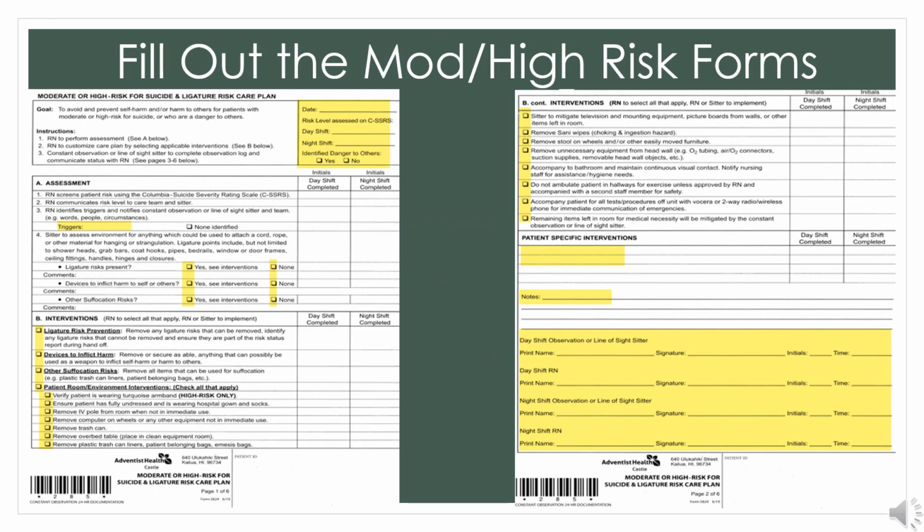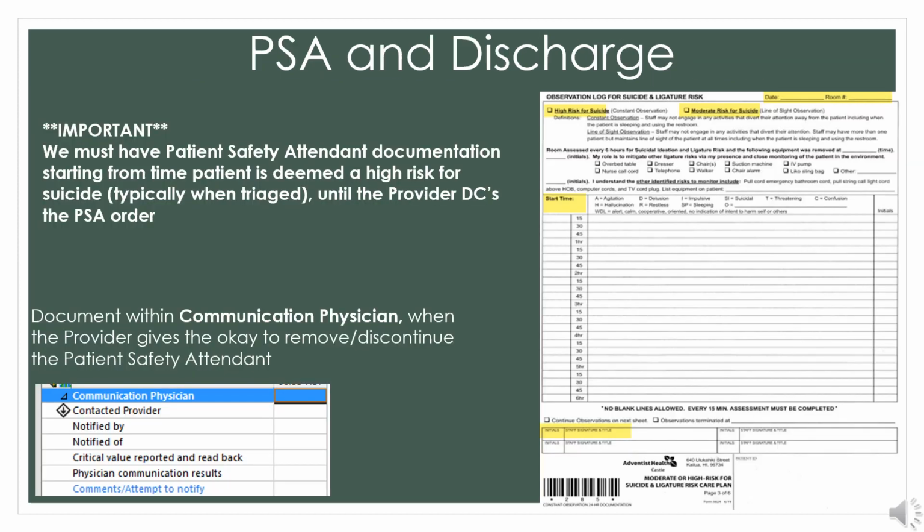When filling out the paper care plan, make sure all sections are completed. Include marking the appropriate checkboxes, initialing, signing, and adding a date and time to the form. Patient safety attendant documentation must start from the time the patient is deemed a high risk until there is an order from a provider to discontinue the PSA.